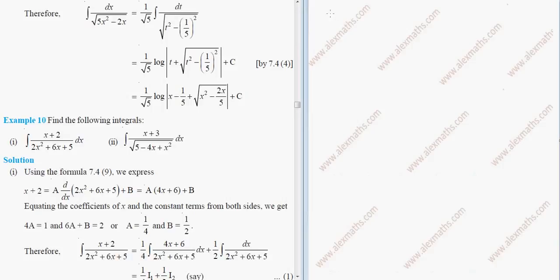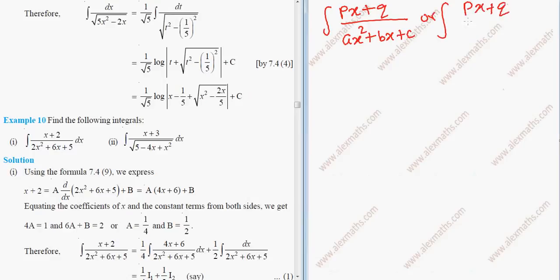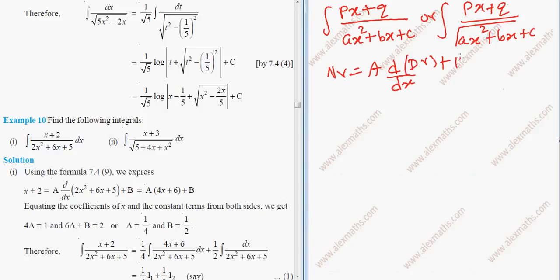The general form for this type is the integral of (px + q), that is, the numerator has a linear term, and the denominator is a quadratic ax² + bx + c, or we can also have a root in the denominator. For this the procedure is: numerator equals capital A times the differentiation of the denominator plus b. When taking the root case, I will take only the term inside the root.